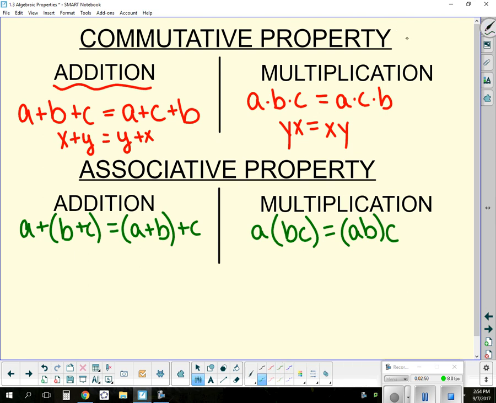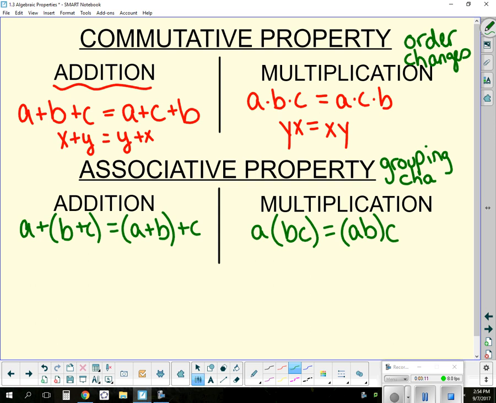So commutative property always deals with the order is what is changing. Okay, so we had ABC, now we have ACB. The order changed. For associative, the order doesn't change. They all say ABC, ABC. It's the grouping that changes. Okay, don't confuse the two. Order changing or the grouping changing.